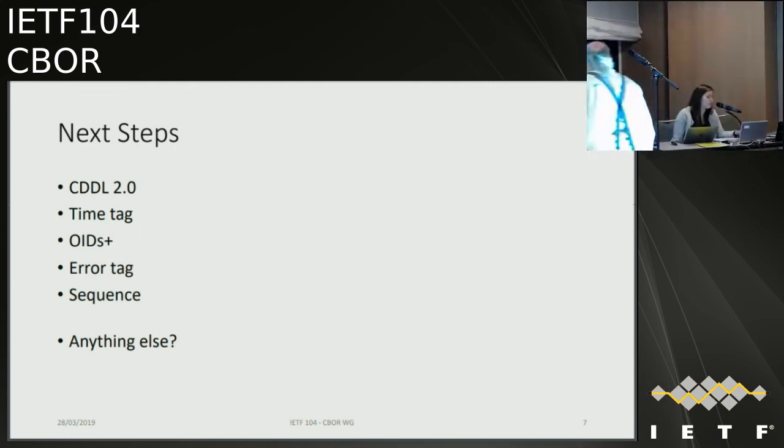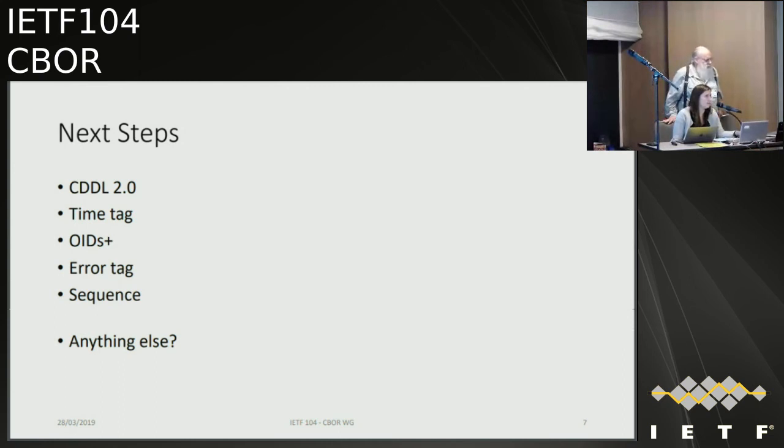So we have talked about the sequence tag, and Carsten has mentioned CDDL 2.0, and also we have the one document that is chartered but not yet adopted, which is the OID. We're waiting for an update on that to do the call for adoption, and this OIDs plus is anything that might get taken out of that, so that's also something that is up for discussion. So I'm asking for people's opinion here.